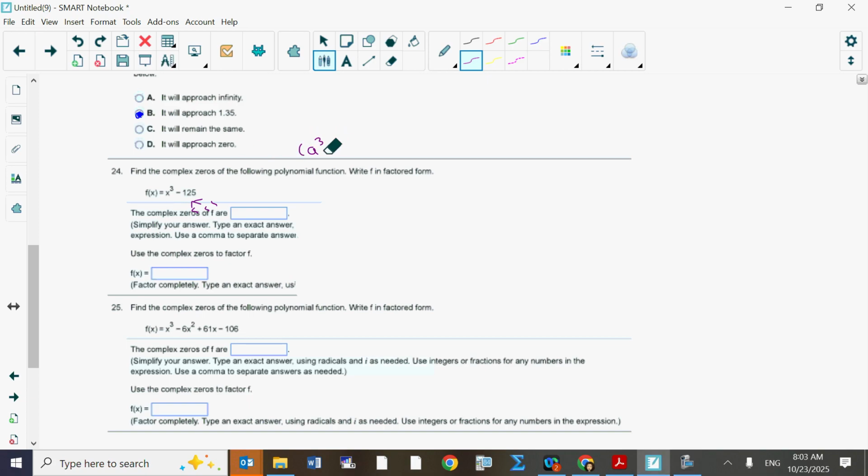A to the 3 minus b to the 3 is equal to a minus b times a squared plus ab plus b squared. I'm going to use that identity. So a is the cube root of x to the 3, which is x. B is the cube root of 125, which is 5. Now a squared is x squared, a times b is 5x, and I put a plus here, and plus b squared, which is 25.